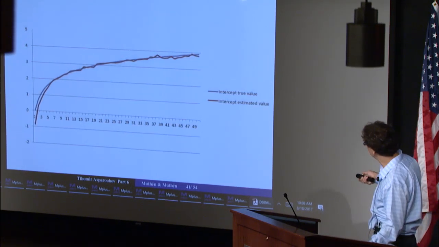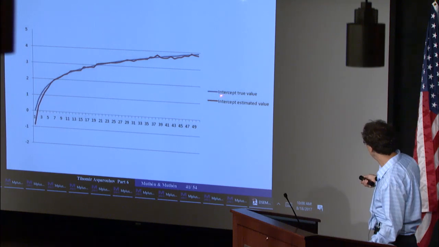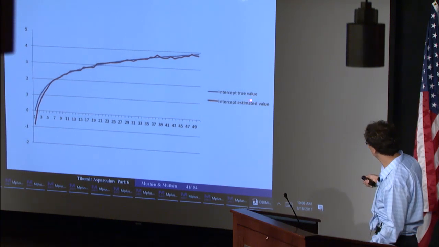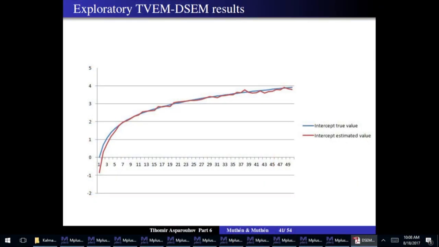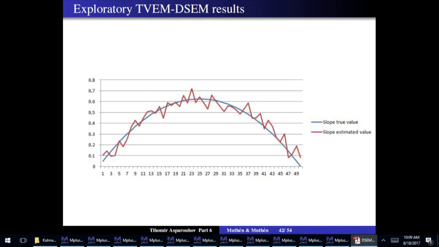And we can plot this against the true values. And this is the intercept, the blue line is the intercept true values, right? That was the log of t. And these are basically the estimated values that Mplus provides. And you can see this is a perfect fit.